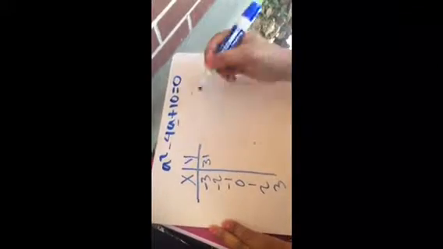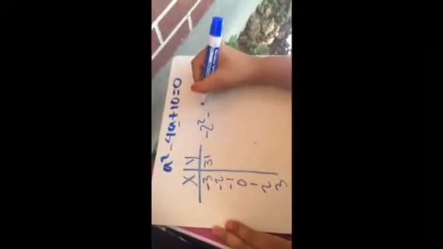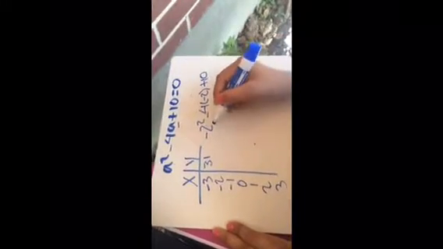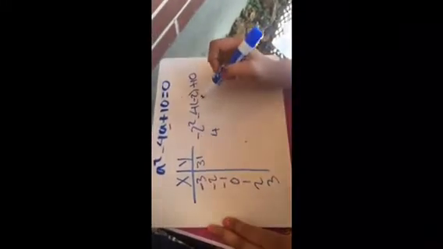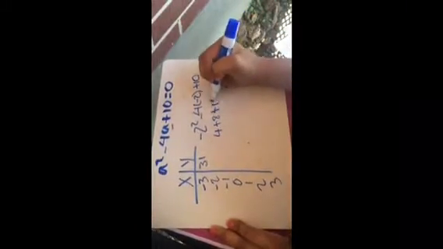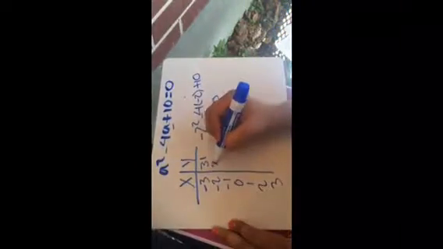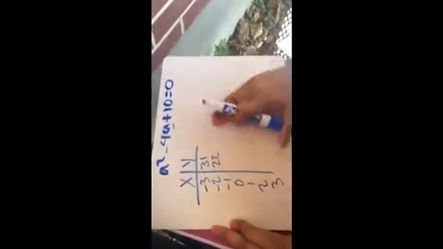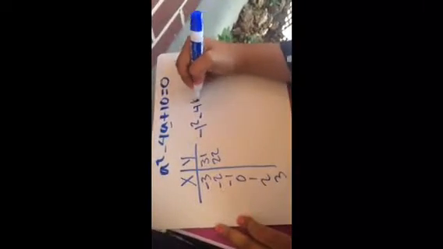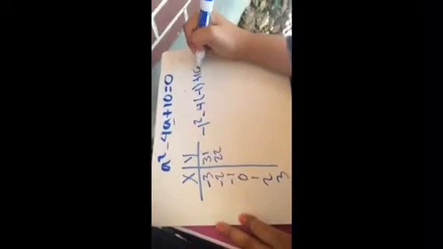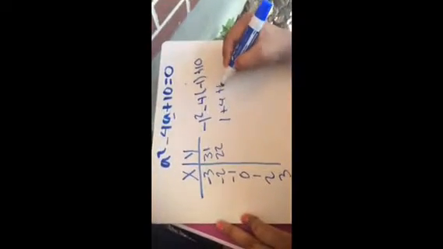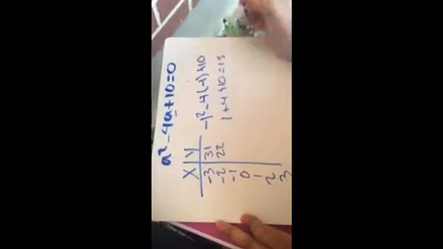And now we have to plug in our negative 2. So negative 2 squared minus 4 times negative 2 plus 10. Negative 2 times negative 2 is positive 4. Negative 4 times negative 2 is positive 8 plus 10, equals 22. And now we have to plug in our negative 1. Negative 1 squared minus 4 times negative 1 plus 10. That would be a positive 1. That would be a positive 4. And that would be a positive 10. And that would equal 15.